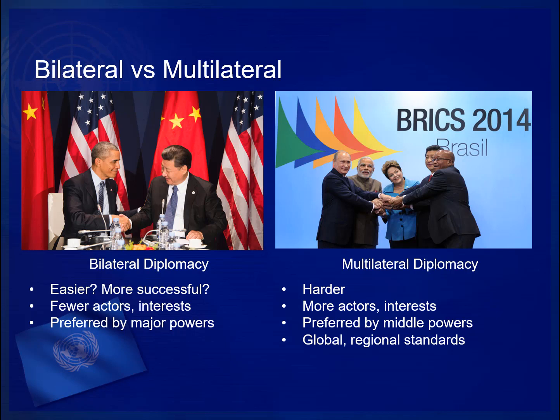More powerful states will often favor bilateral negotiations because it allows them to use their disproportionate power over the other party to force an agreement. When the US negotiates a bilateral arrangement with Honduras, or when China negotiates with Zambia, the larger power can use their economic, political, and even military leverage to put pressure on smaller powers to agree to terms that may be less favorable to them.